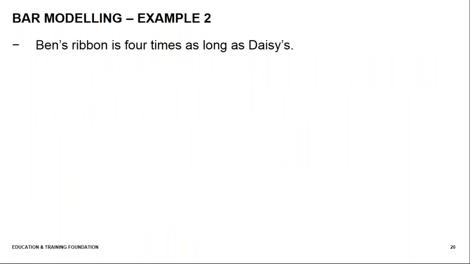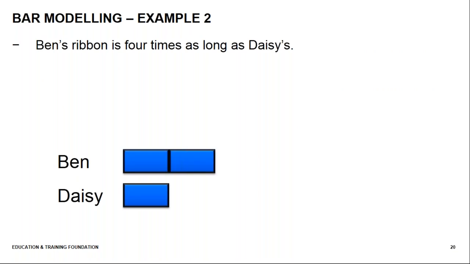The second example is a bit more challenging. So we'll start off by giving some information. Ben's ribbon is 4 times as long as Daisy's. And we set the model up by putting the 2 characters, if you like, in the question there and put our bars in. The key thing to remember when setting up a model like this is to make sure that Ben and Daisy's blocks or bars are left aligned underneath each other.